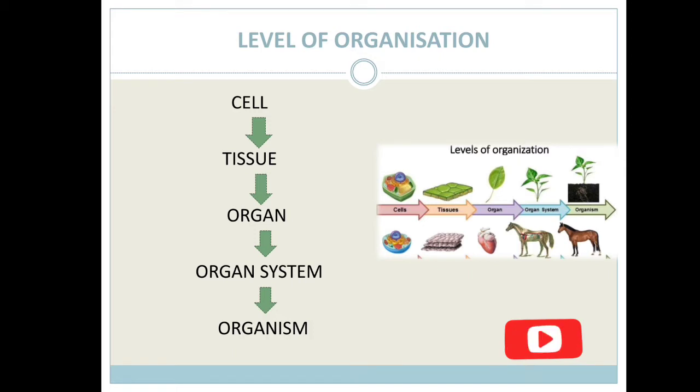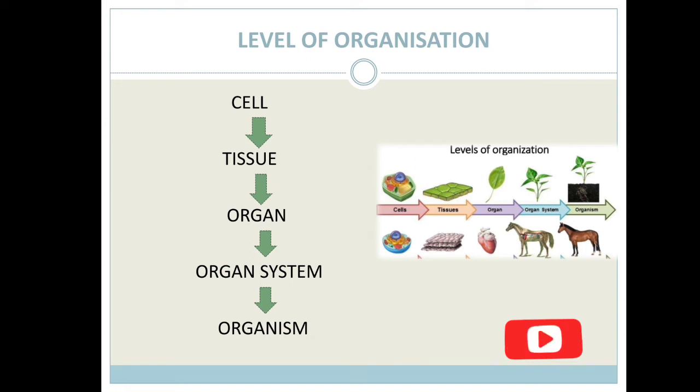So you see in the picture, first it is the plant cell. From the plant cell, it has formed the tissues, that is, the plant tissues. Then from the tissues, it has formed the different plant parts. Then it forms the organ system of the plant. Then at last it forms the whole organism, that is, the whole plant.